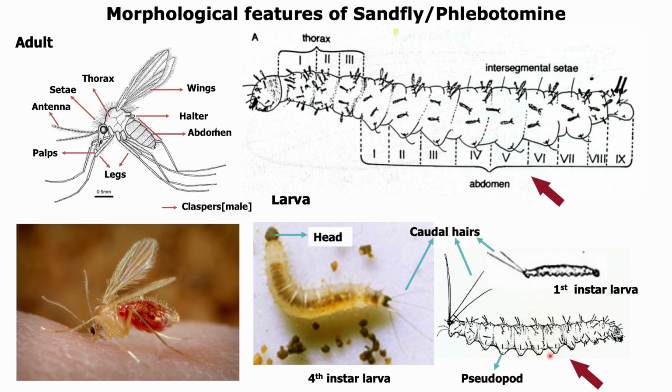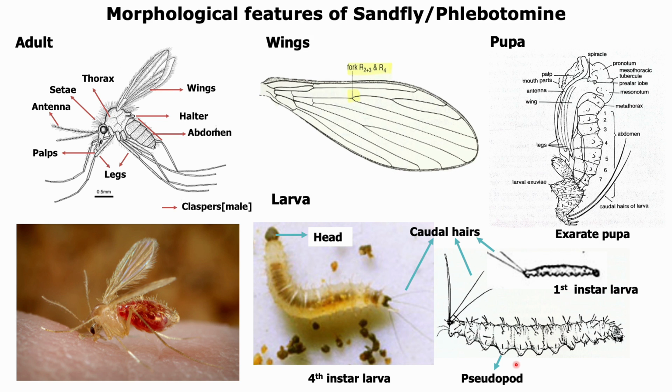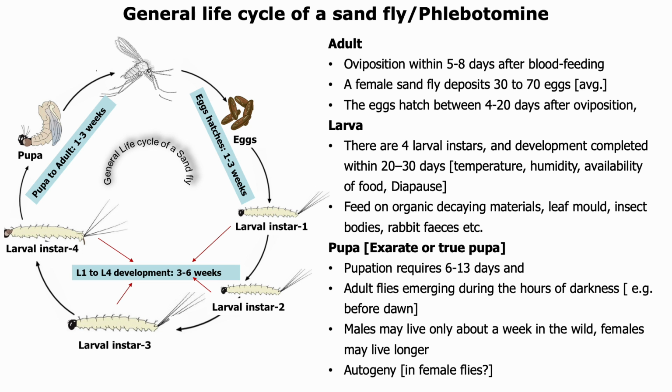The abdominal segments of the larvae bear ventral pseudopods, which are unjointed evaginations from the body used for progression. So, based on these pseudopods, thoracic and abdominal segments can be differentiated. Pupa is exarate type, that is, legs and wings are free from the body and can be seen externally. This type of pupa is also known as true pupa. Pupa possesses short prothoracic respiratory horns.